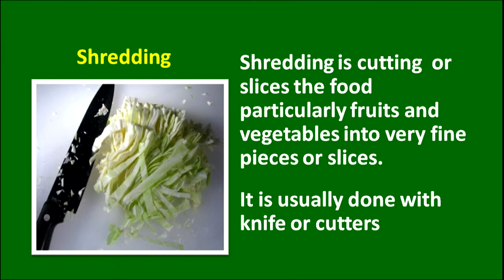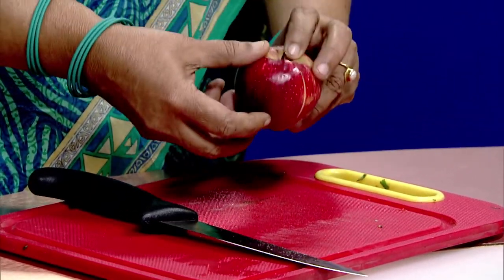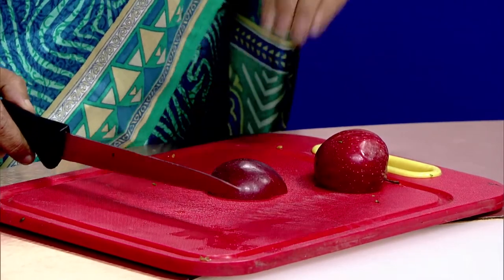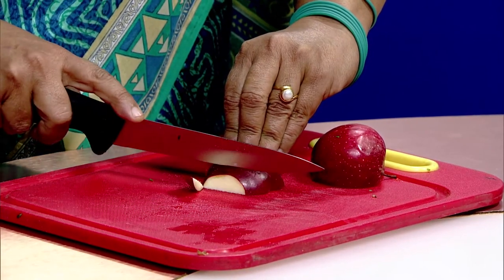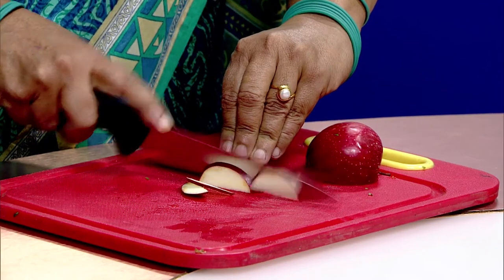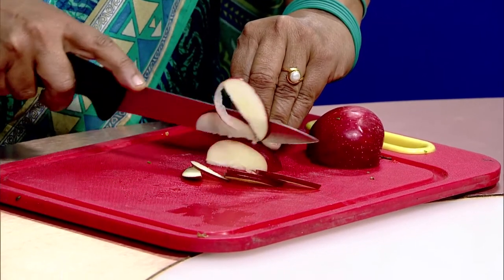Shredding. Shredding is also a type of cutting or slicing, particularly used for fruits and vegetables, when we need the pieces or slices in fine form, and we use the knife or the cutter. I'll show you how you can shred the apple when it is needed, particularly to make any kind of food product. So this is the apple I have cut, and here what I'll do is hold the hand like this and take the knife in the right hand and start cutting into small and thin pieces, because this is the activity which no other tool is giving you.